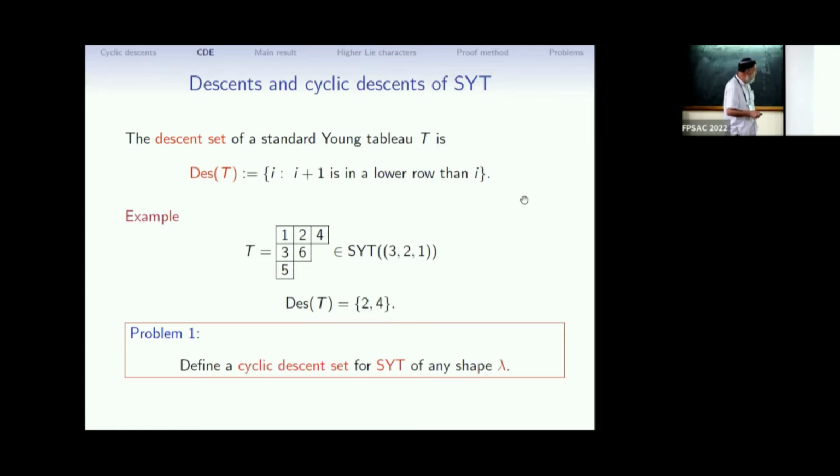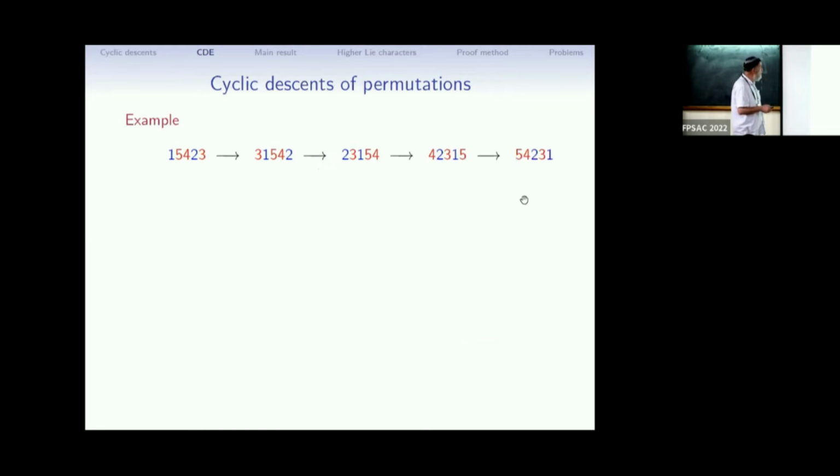So this was the first problem that was discussed with Vic Reiner, Adin, and other people, but it was discussed before by Brendon Rhoades and others, as we will see. The problem is to define a cyclic descent for standard Young tableaux of any shape lambda. So we should see what important properties of cyclic descents we would like to see in Young tableaux.